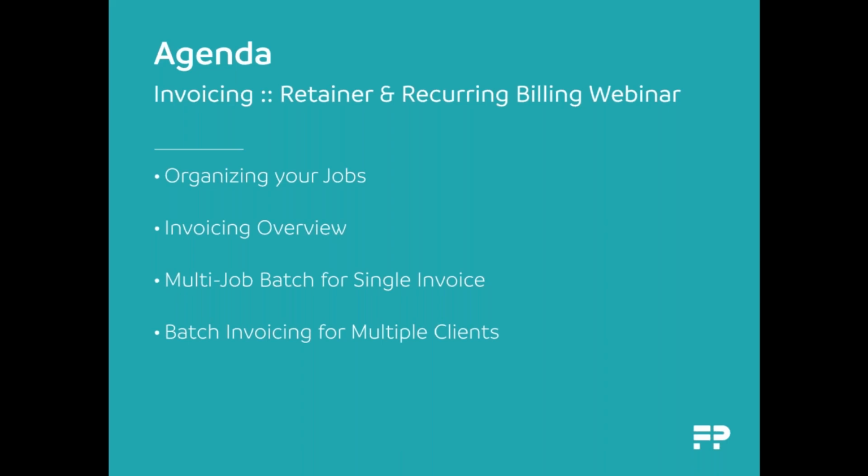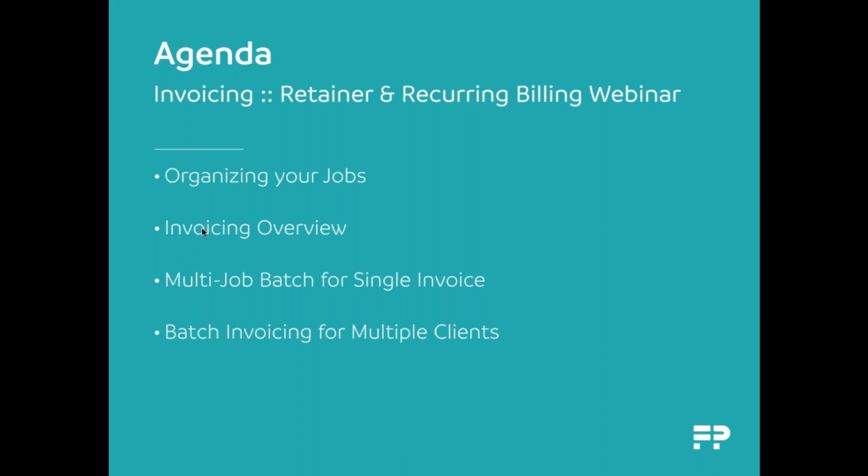Kind of moving on from that, we're going to be going through just some invoicing basics. So how do you do invoicing off of your jobs? Fairly straightforward. Then we'll get through to some of the more advanced steps. So doing some multi-batch invoicing, some multi-job invoicing for a single batch of jobs, as well as some batch invoicing for multiple clients. And again, if there's any questions that come up, folks, please do let me know, and we'll make sure that we get to those as quickly as possible.